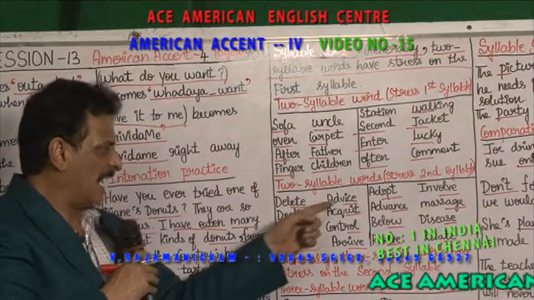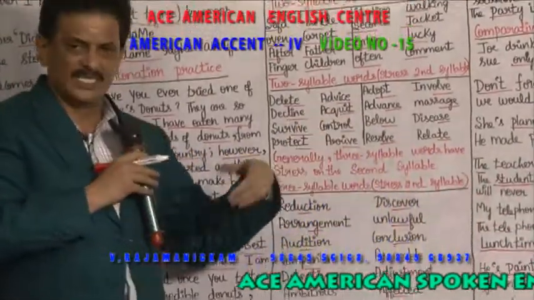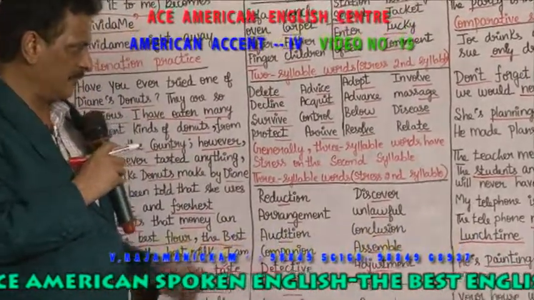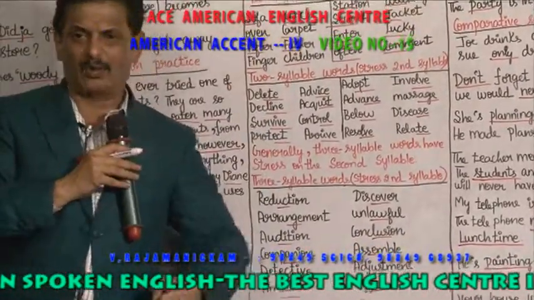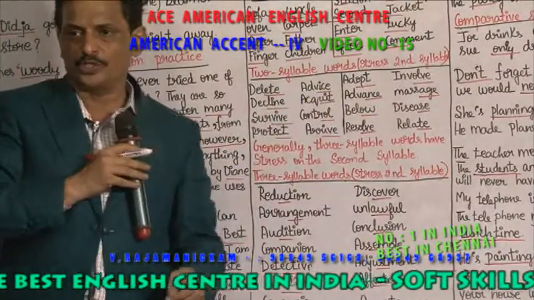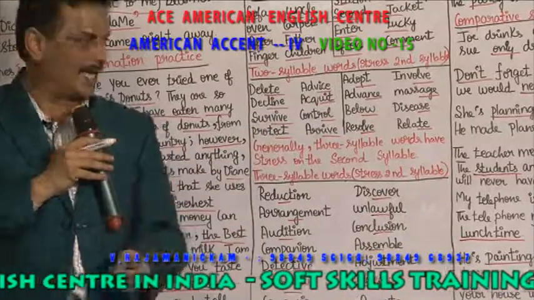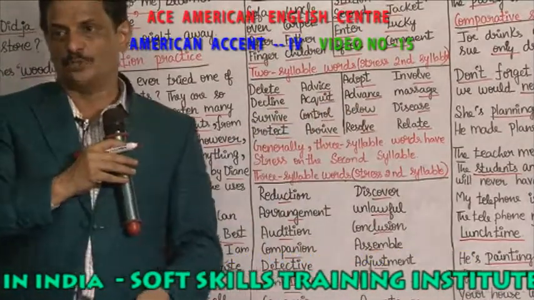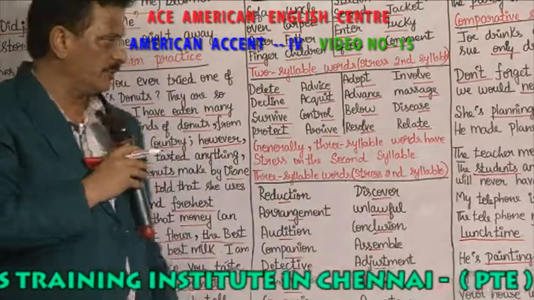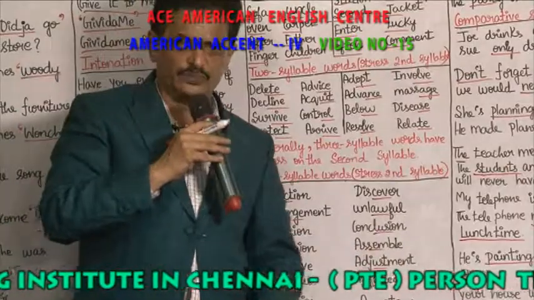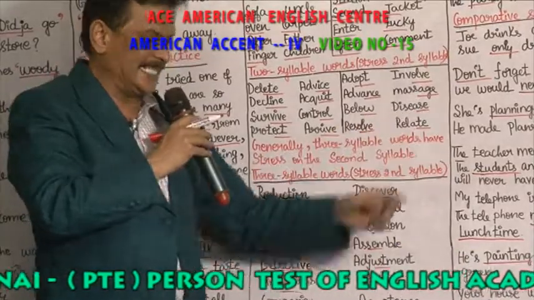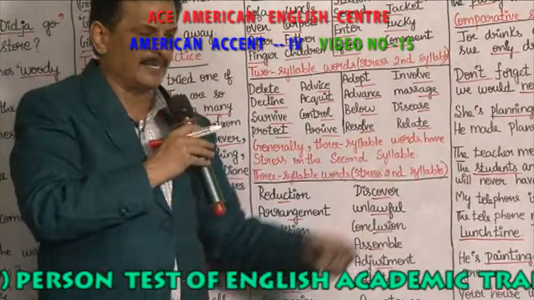And second syllable. Advise. Acquit. Acquit means leave it. Control. All should be stressed because it's a verb and second syllable should be stressed. Arrive. Arrive should be stressed because it's a verb. Adapt. Apt should be stressed. Two syllable, two vowels. Advance, van should be stressed. Below, low should be stressed. Resolve, solve should be stressed. Involve, volve should be stressed. Message, sage should be stressed. Disease, ease should be stressed. Relate, late should be stressed.